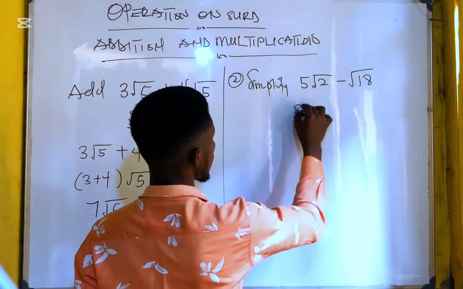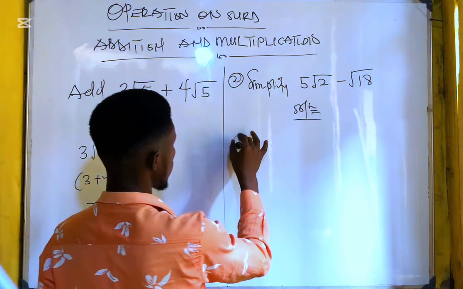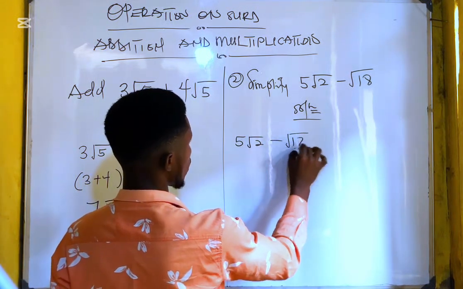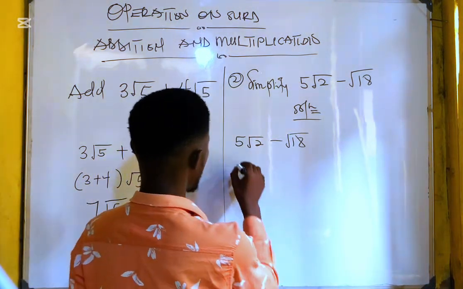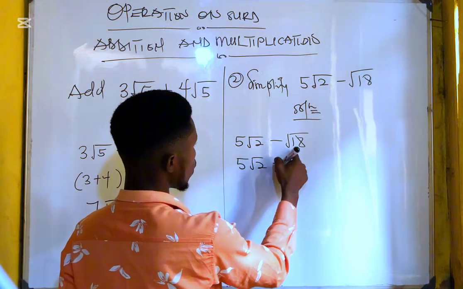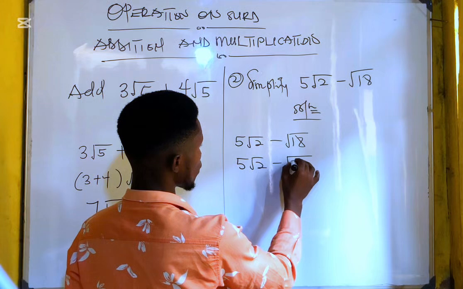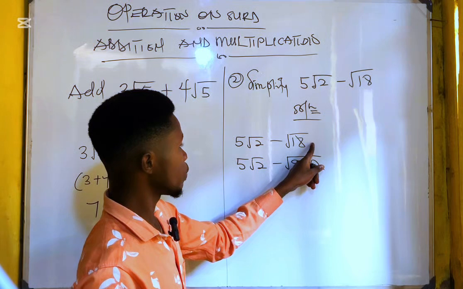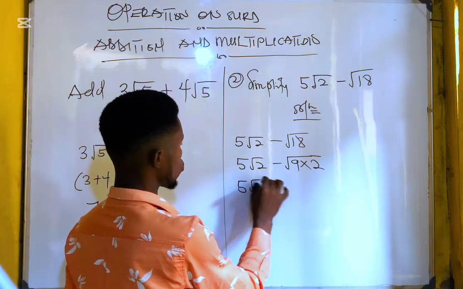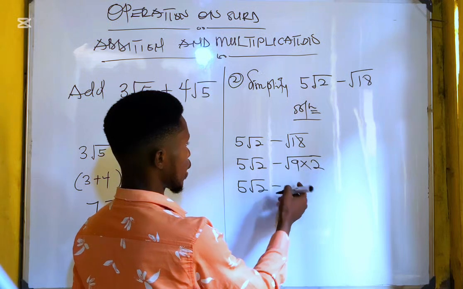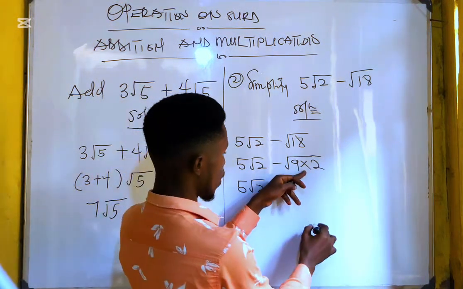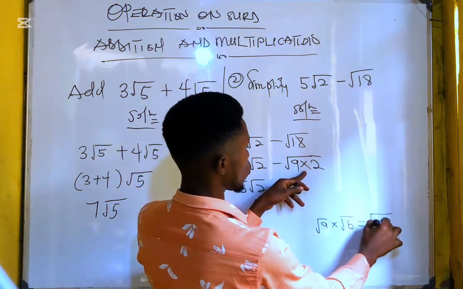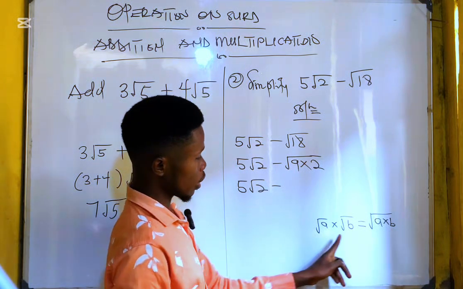So if I have this, I have 5 root 2 minus root what? 18. Is that okay? Now we know that root 18 can be expressed as 9 times 2. 9 times 2 is 18. So here I have 5 root 2 minus. Now here, because it's times, we know that if I have root A times root B, I can write it as root A times B like this. So I can write this one in the form of this.